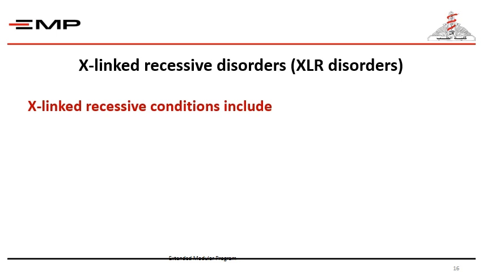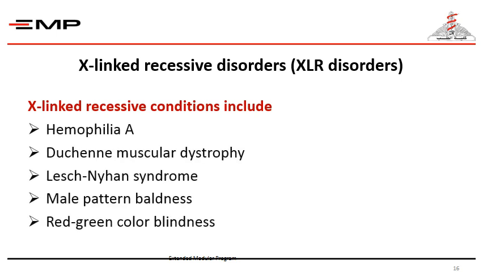X-linked recessive conditions include hemophilia A, Duchenne muscular dystrophy, Lesch-Nyhan syndrome, male pattern baldness, and red-green color blindness.